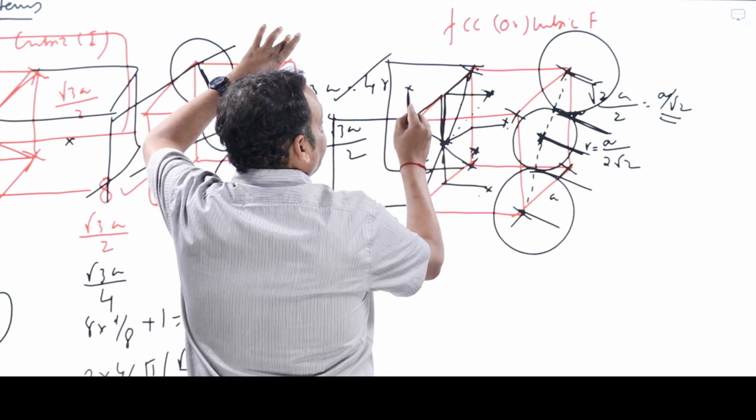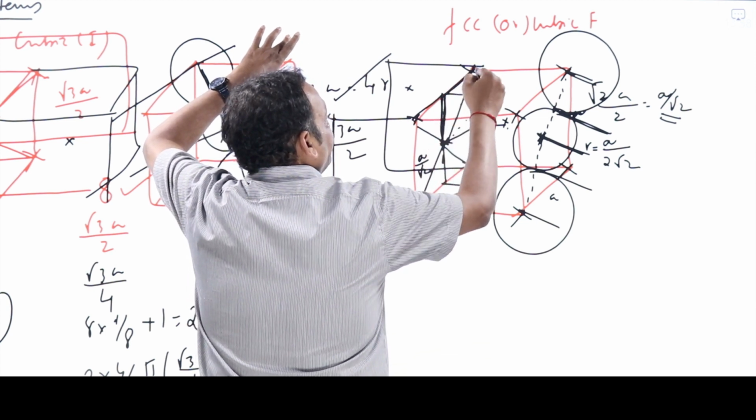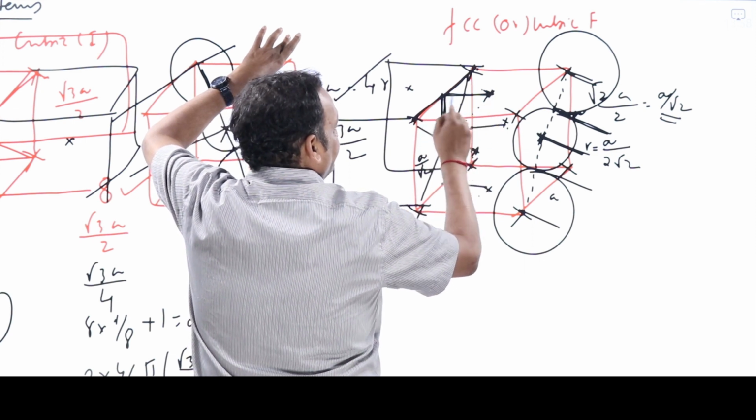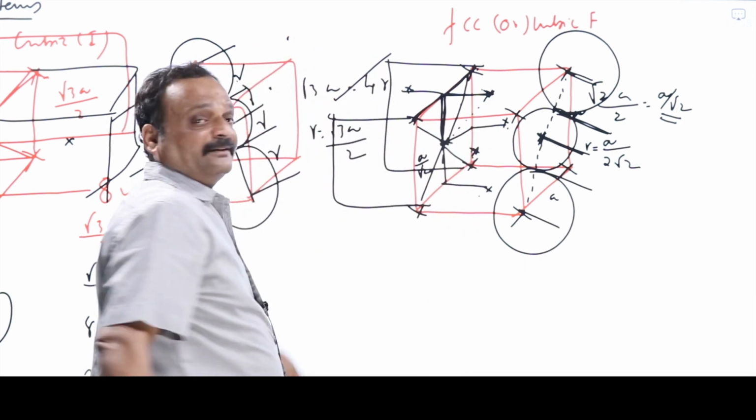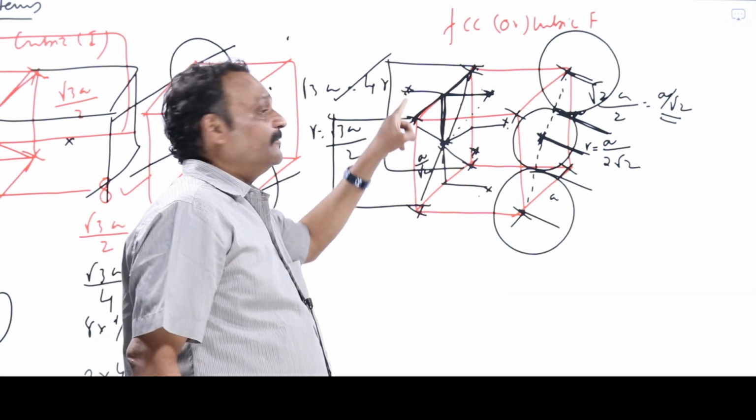How do I reach this face-centric lattice point from this one? I'll go a by 2 distance up. If I go right, I'll get this atom. If I go left, I'll get this atom. If I go towards this way, I'll get this atom. If I go this side, I'll get this atom. A by 2 distance. Means even this lattice point is also at a by root 2 distance only.